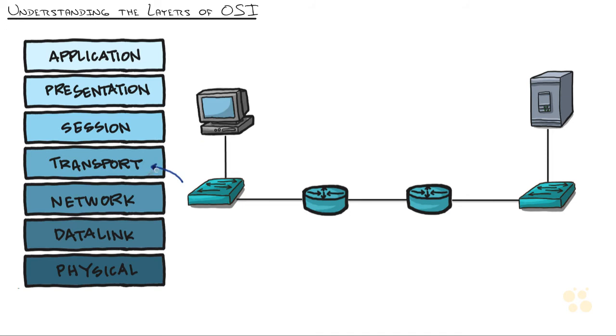The transport layer. This layer has two major functions. One is to pick your protocol, and two is to pick your port. Now you might be thinking, well, I thought we used TCP/IP. Isn't that our protocol? Well, remember, TCP/IP is a suite of protocols.